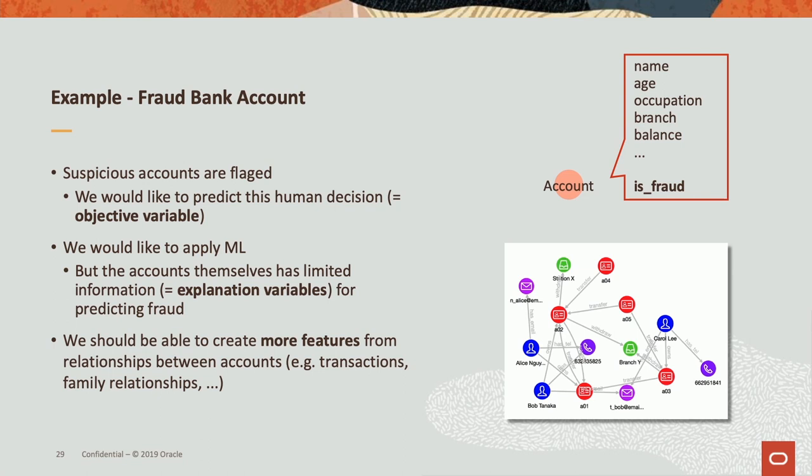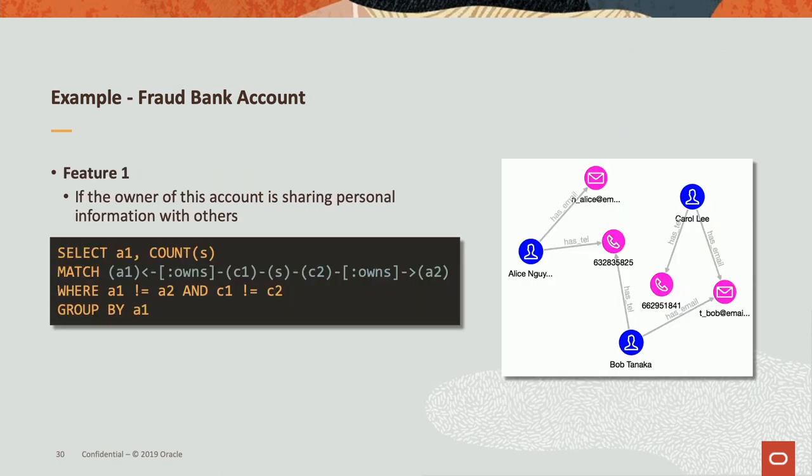This is an objective variable, and the explanation variables are these static variables. But at the same time, we would like to know more about these accounts from the complex data, like family relationships. They are located somewhere, they are transferring money from here to here, and they are purchasing something from this restaurant, this shop, right? Well, this is an example of what I have been doing with those banks.